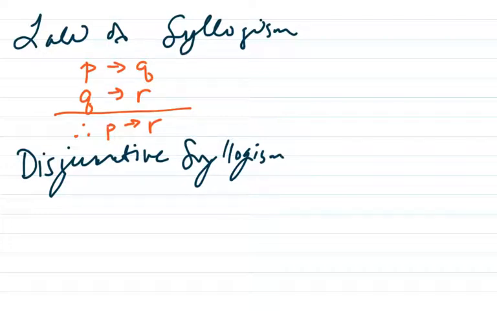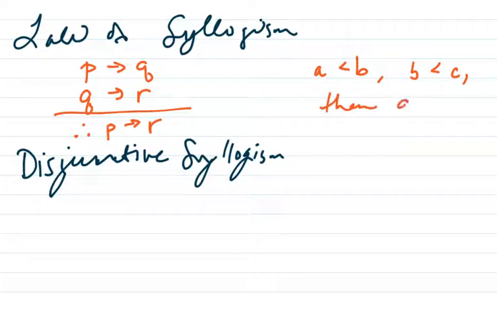It's also very similar to a mathematical statement or a mathematical law that we see with numbers. You might remember if A is less than B and B is less than C, then A must be less than C. That's the same kind of idea, but using conditional statements.